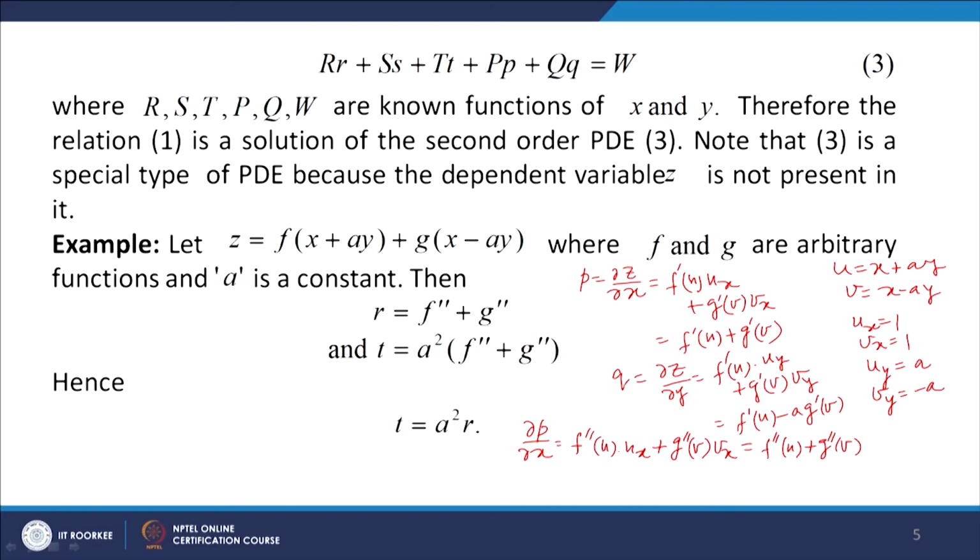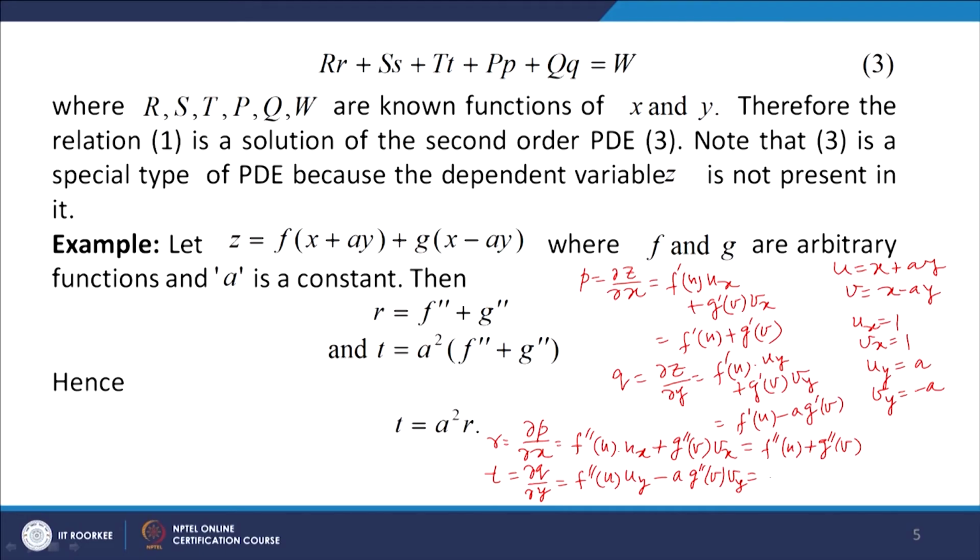Okay, and when we differentiate q equal to f dash u minus a times g dash b once more with respect to y, what we get, and we know this is equal to r is equal to zxx. So partial derivative of p with respect to x, and t is partial derivative of q with respect to y, and this is equal to f double dash u into uy minus a times g double dash b into by. Remember, a is a constant. So now here uy equal to a, okay, and by equal to minus a.